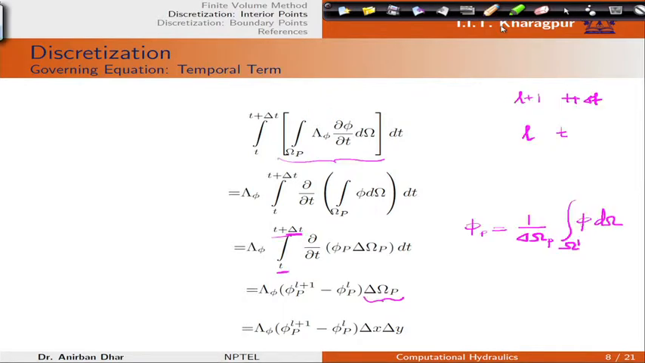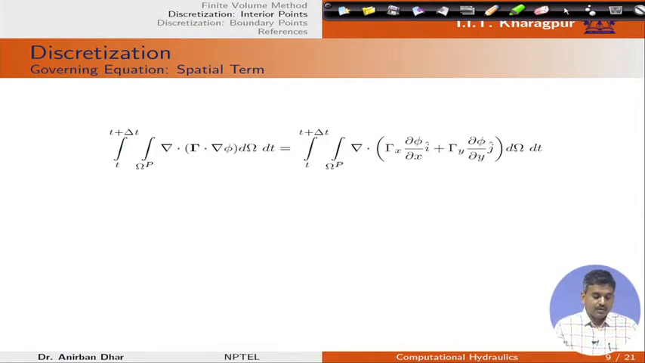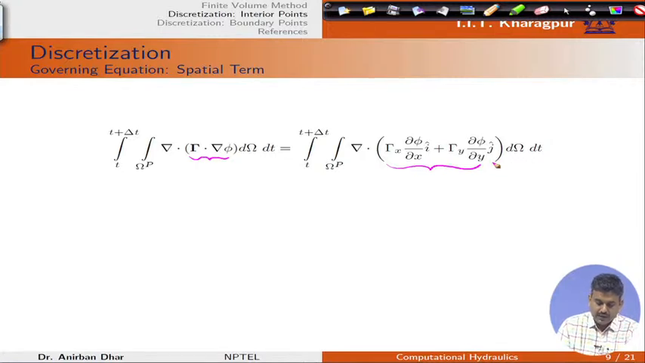Next step, we can simply write this is del x into del y, and virtually on the other direction we can consider the width as 1. So, this del omega p or volume we can directly write as del x del y into 1. Now, let us see the integration of the spatial or diffusive term. We can write this quantity in terms of vector like this.